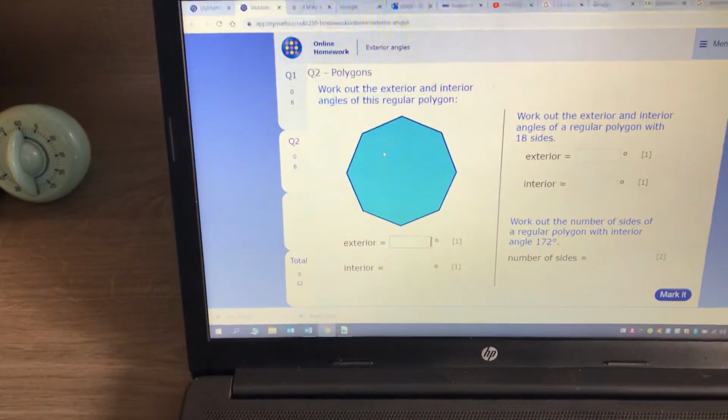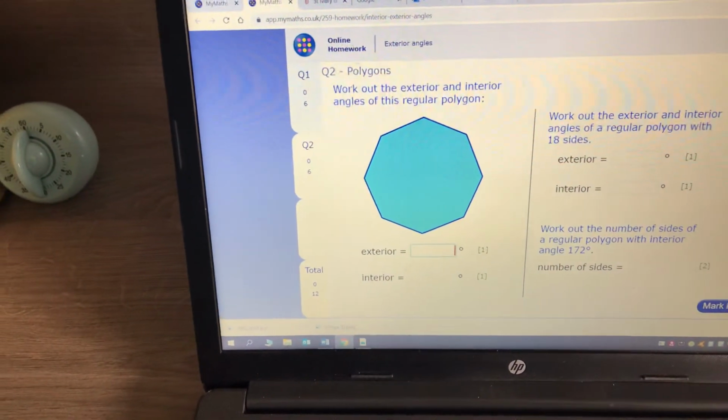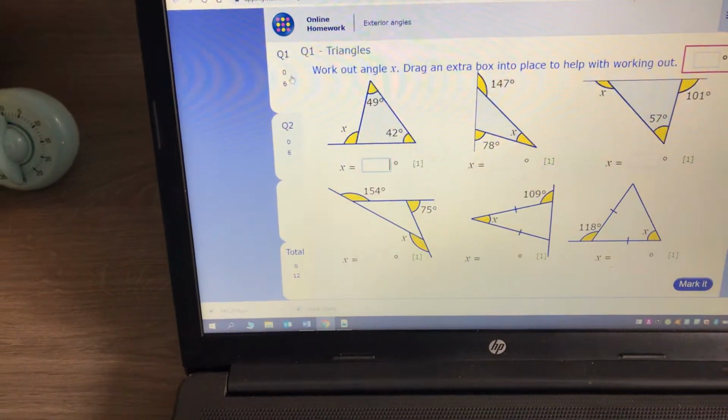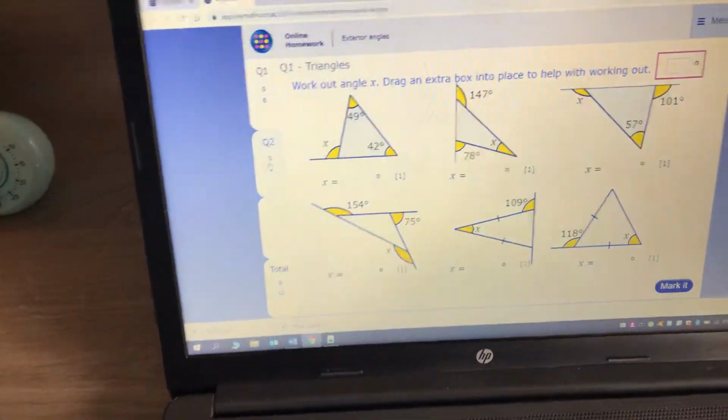Similarly, have a look at this shape here from the second part of your homework. I know everyone should have done this one here. This one here is still quite tricky, isn't it? So keep looking at my earlier video for help with that one.